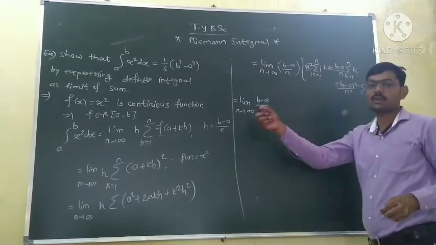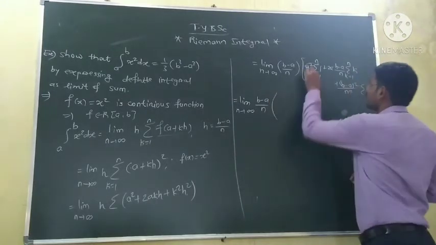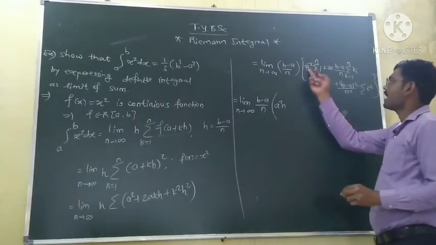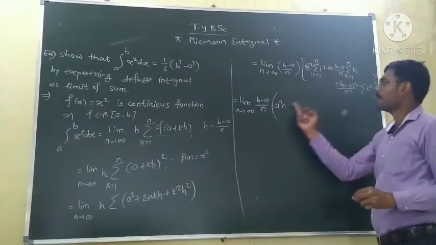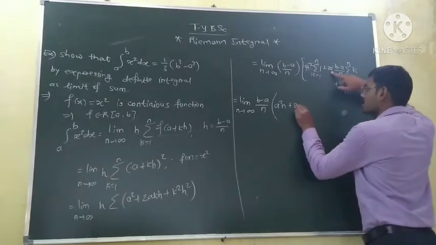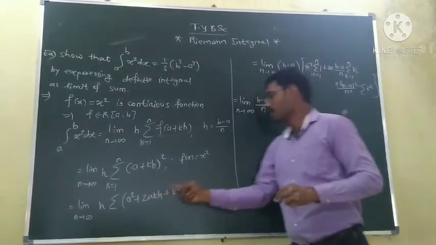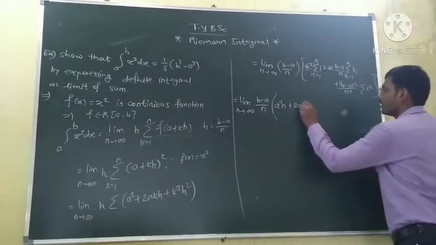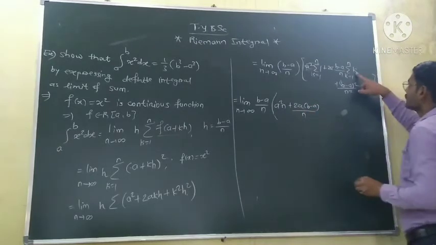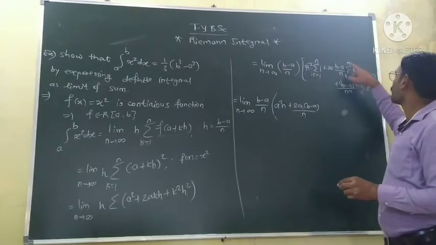So 1 plus 1 plus 1 up to n times is equal to n. So this sum will be equal to a square into n, a square as it is, and the sum of 1 n times will be equal to n. Plus twice a, as it is, twice a into h, so (b minus a) upon n, and the sum on k, where k is equal to 1 to n.